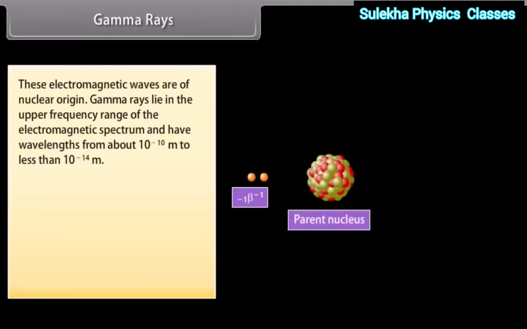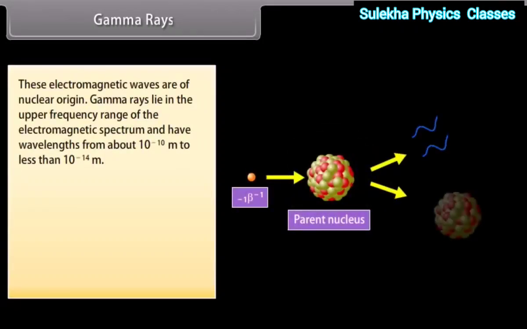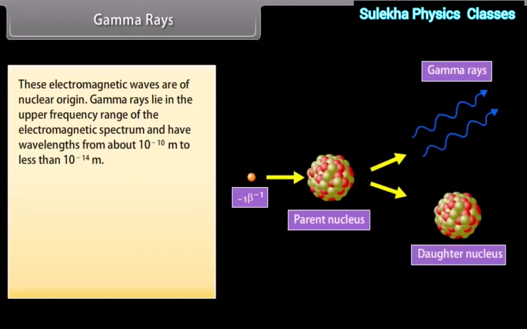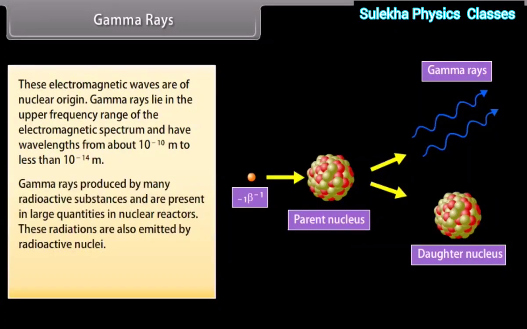Gamma rays. These electromagnetic waves are of nuclear origin. Gamma rays lie in the upper frequency range of the electromagnetic spectrum and have wavelengths from about 10^-10 meter to less than 10^-14 meter. Gamma rays are produced by many radioactive substances and are present in large quantities in nuclear reactors. These radiations are also emitted by radioactive nuclei. They are used in medicine to destroy cancer cells.